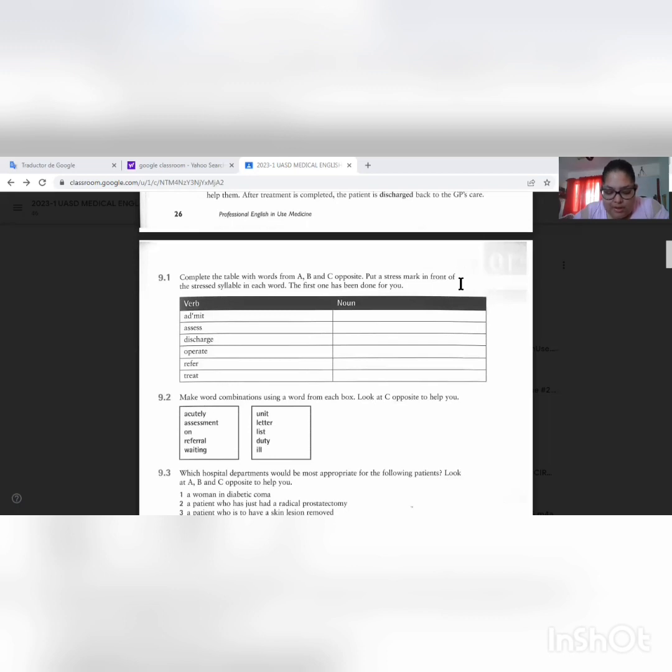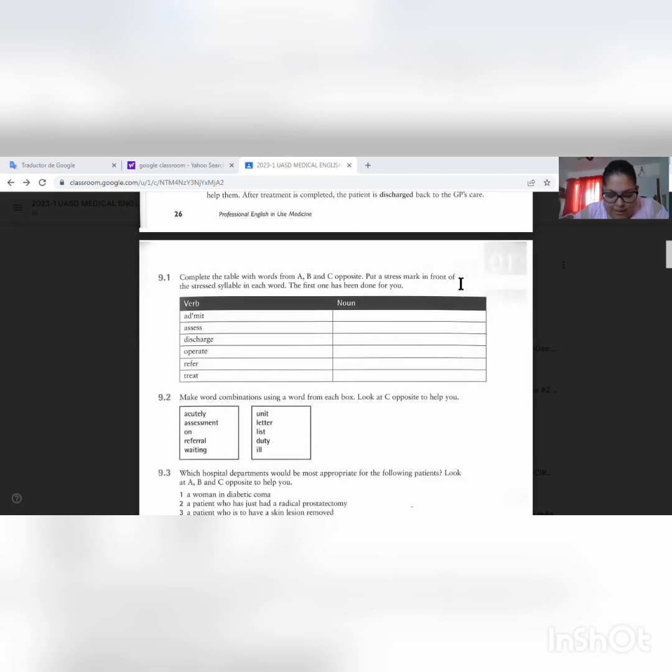9.2. Make word combinations using a word from each box. Look at C opposite to help you. Acutely ill, referral letter, assessment unit, on duty, waiting list. 9.3. Which hospital departments will be most appropriate for the following patients? Look at A, B, and C opposite to help you.